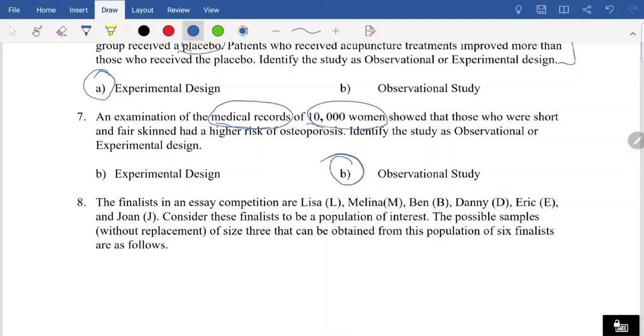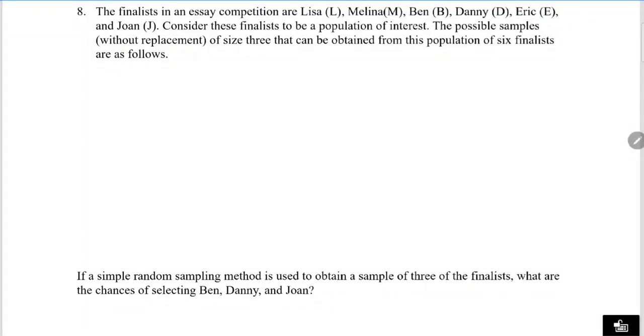So these two questions, number 6 and 7, really tested us for whether we understand the difference between experimental design and observational study. Now, the next set of questions is about creating all possible samples of a certain size from a certain population. Let's read through it first.